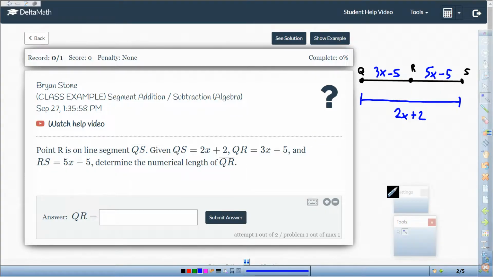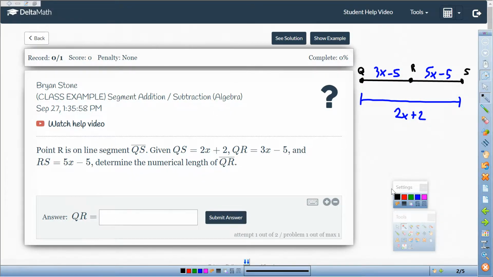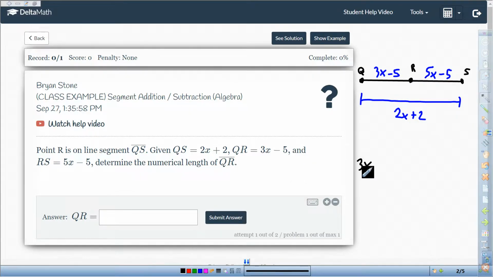We can now make an equation out of this. If you remember, the idea is that this small segment plus this small segment equals this big segment, the whole thing. So that's our equation. I said it already, but drawing this is almost a necessary thing. It's really difficult to answer this question without a drawing like this. Okay, so let's make our equation. So I know 3x minus 5 plus 5x minus 5, those segments added together, equals the entire thing, 2x plus 2.